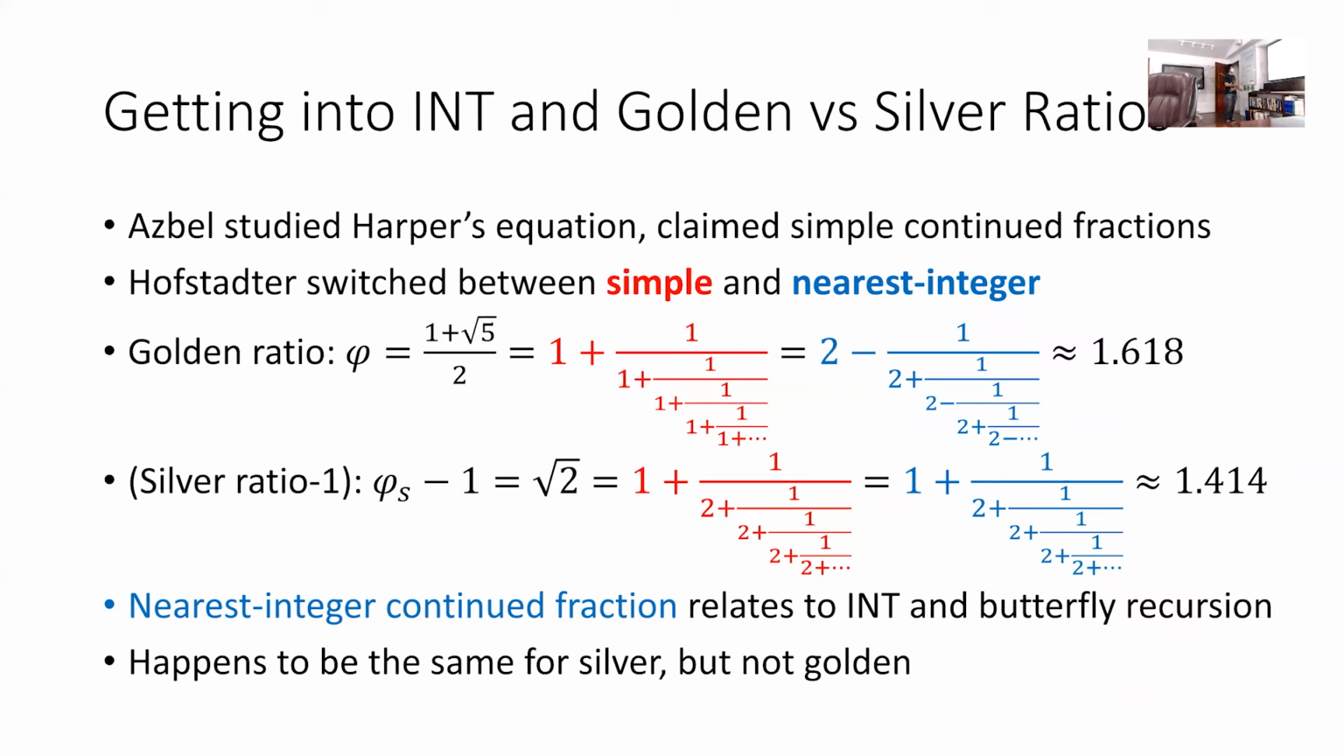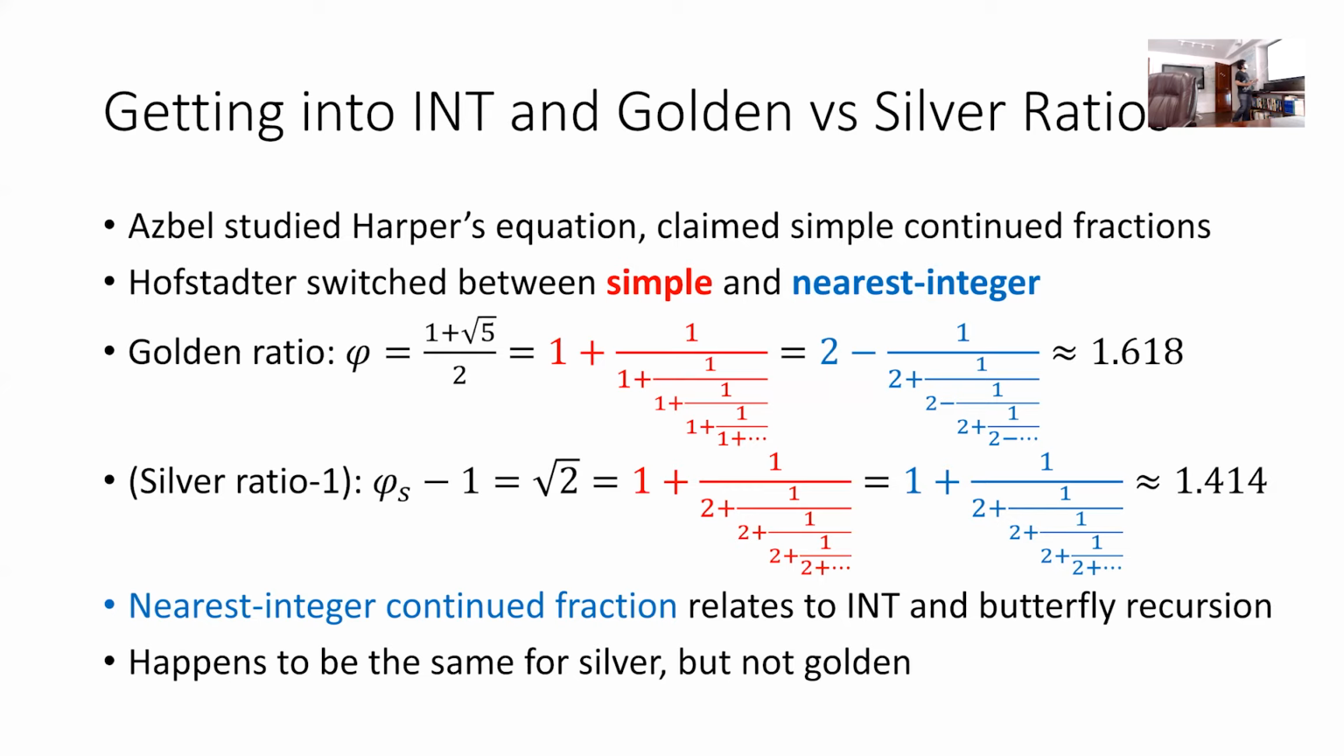So the golden ratio has a very simple continued fraction. Part of what Hofstadter ended up contributing to this field has to do with different ways of representing continued fractions. Asbel studied Harper's equation in the 60s and noticed some of these patterns a little bit, but didn't fully grasp it. So he made a claim that simple continued fractions describe these systems associated with Harper's equation. And the butterfly is an example of that.